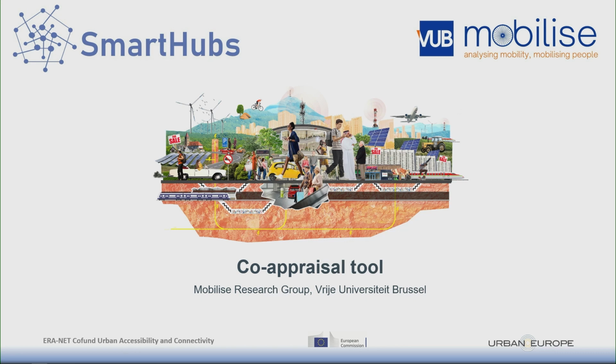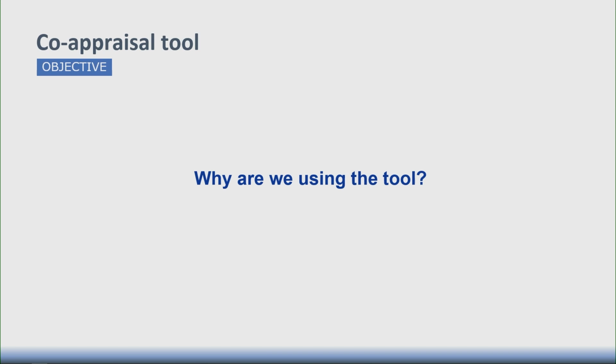The SmartHubs co-appraisal tool supports the decision-making processes concerning the implementation of mobility hubs. For this, stakeholders are involved in the appraisal of different alternatives of mobility hub designs or networks. As a result, the tool visualizes how relevant each alternative is for the stakeholders involved, based on stated criteria as well as their importance. Why are we using the tool?